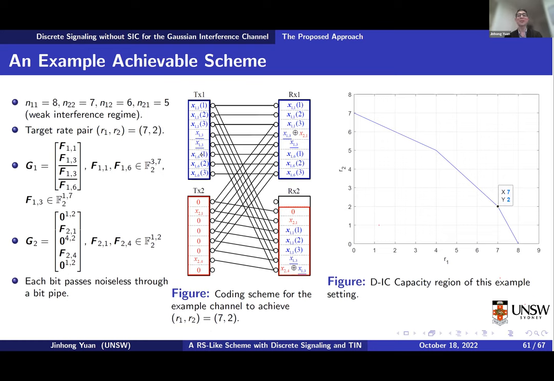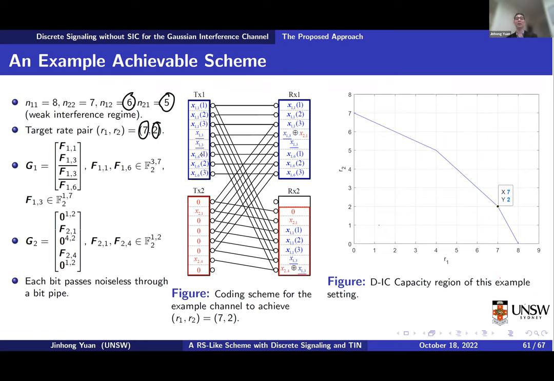Maybe I'll spend a little bit of time on this. Assume we have two users. For the first user, we want to achieve a rate of 7. For the second user, we want to achieve a rate of 2. But the first user gives interference to the second user of 6 bits, and the second user gives interference to the first user of 5 bits.